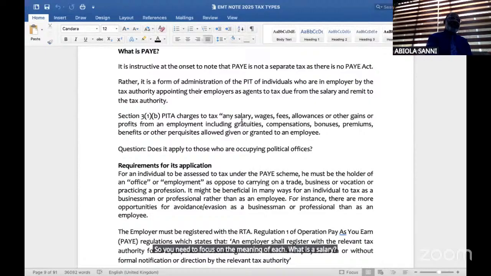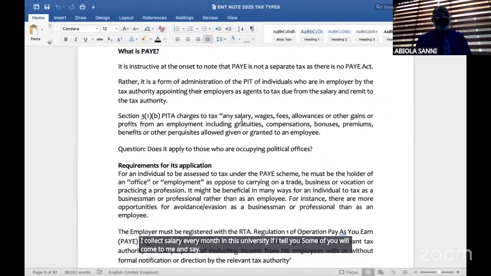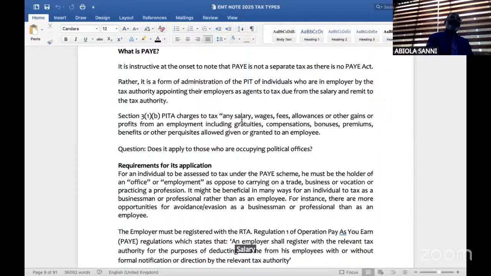I collect salary every month in this university. If I tell you, some of you will come to me and say, Prof, what are you still doing on this job? Salary is so small, but after my salary, I also have certain entitlements. Okay?